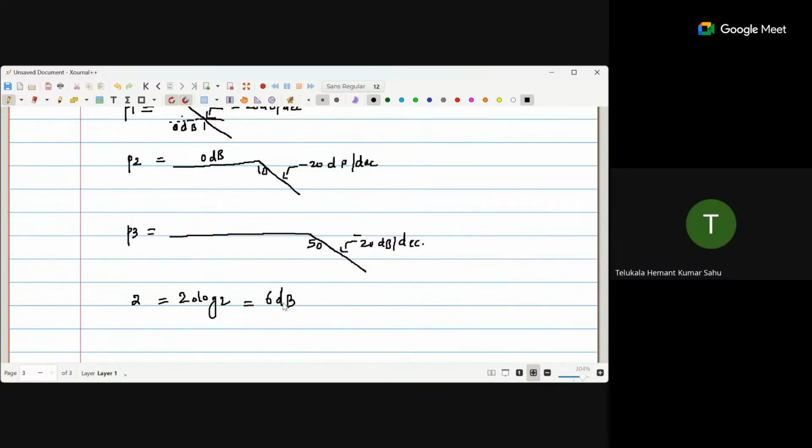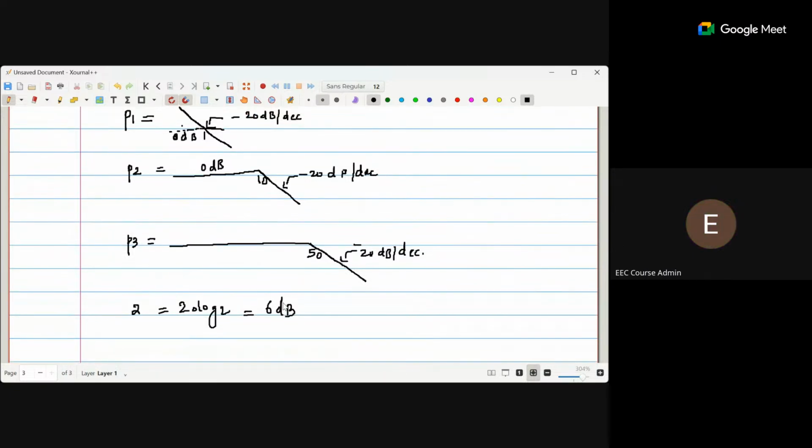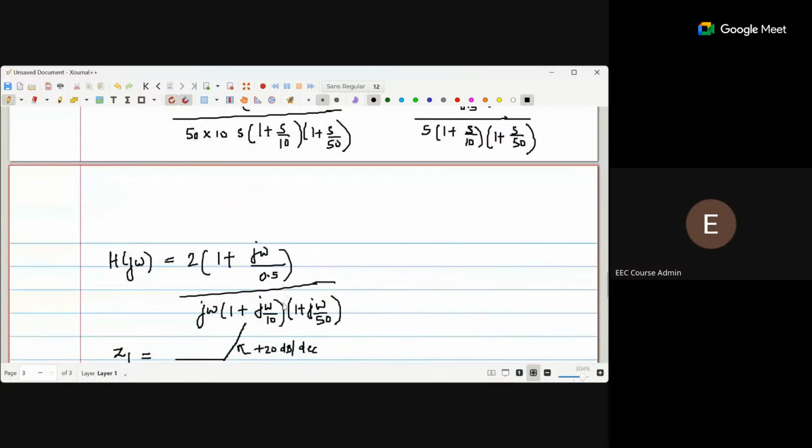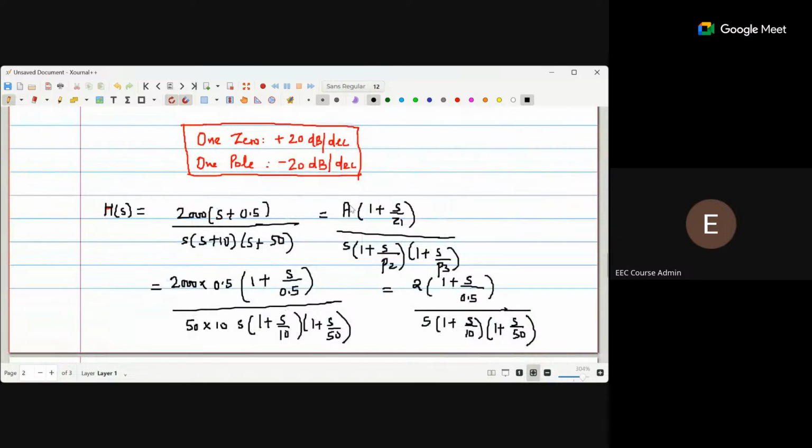Please explain all the terms, ma'am. z1, p1, p2. Yeah. Here, to find out the corner frequencies, we generally make it of this form, with a constant term if you have in the transfer function. So a into 1 plus s by z1, where z1 refers to that zero of the transfer function, divided by s into... this s term refers to a pole at origin. Okay, because you can write it alternately like s plus p1, or 1 plus s by this one, so that is a pole at origin. Then 1 plus s by p2, 1 plus s by p3.